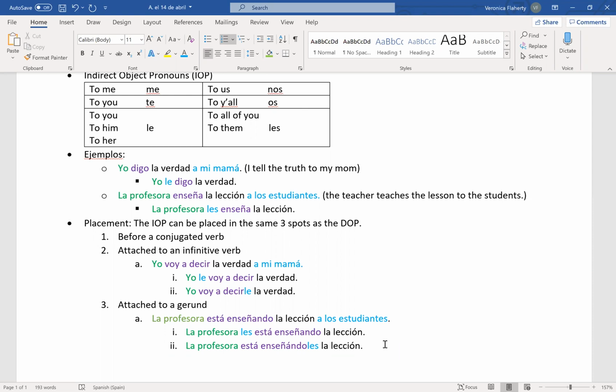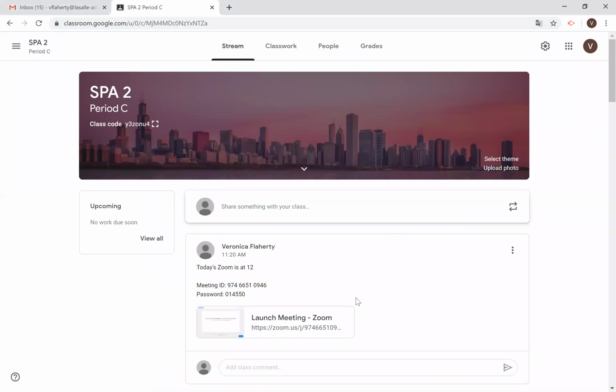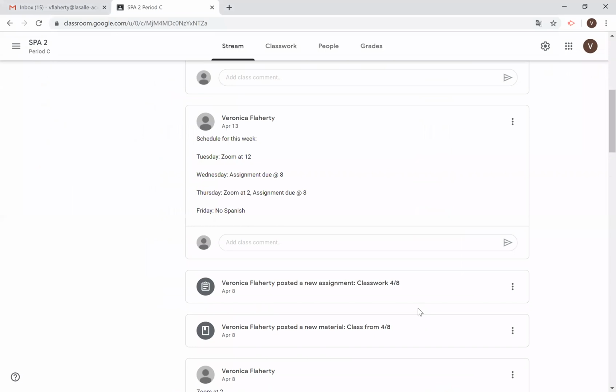Okay, great. If there are no questions, then I'm going to tell you about the rest of the week. I'm going to put this on Classroom. So you guys should be able to see your Google Classroom page, yes? Okay, so here I posted the schedule.